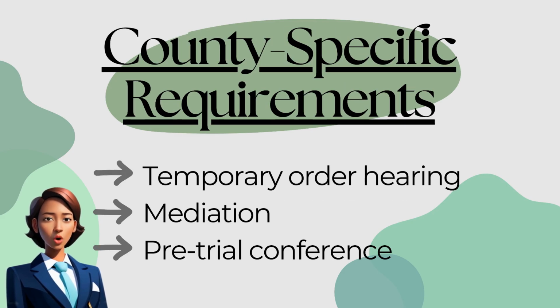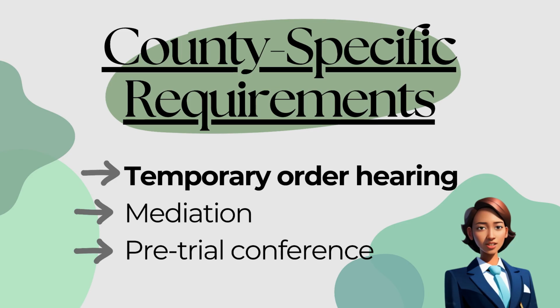Some counties might require that you attend some additional meetings and conferences. Those may include the following. In a temporary order hearing, the judge will issue temporary orders. A temporary order covers most of the issues in a divorce, including decisions about property, child support, child custody, and sometimes more. This order will be in effect until the judge signs another order that replaces it.